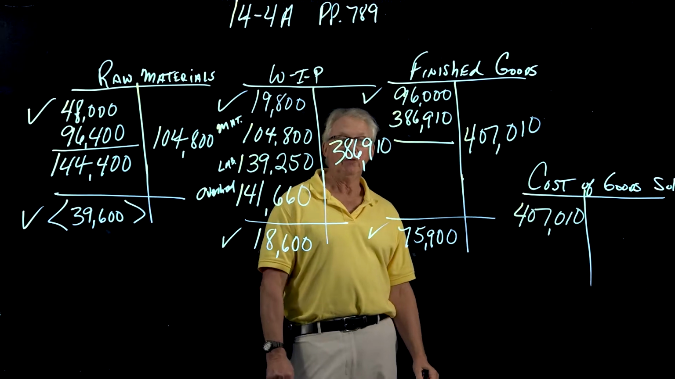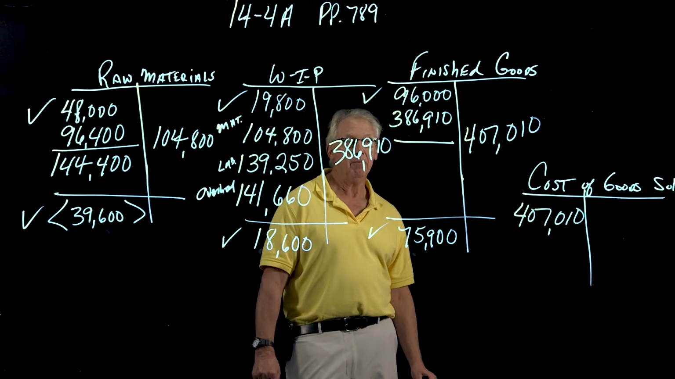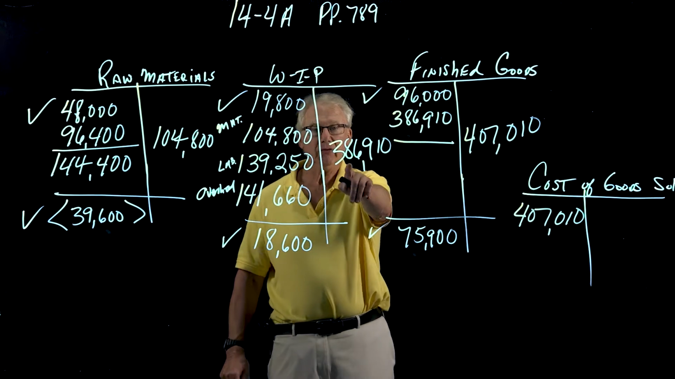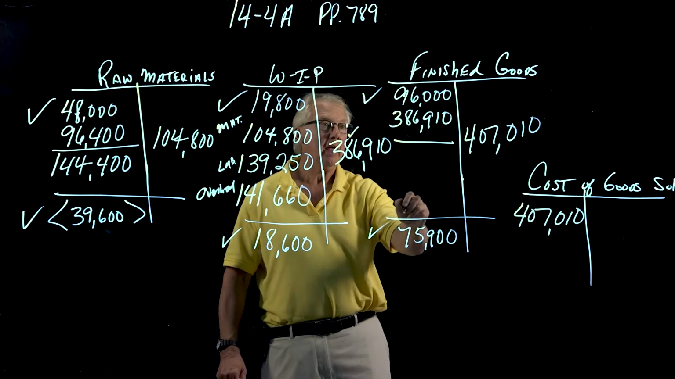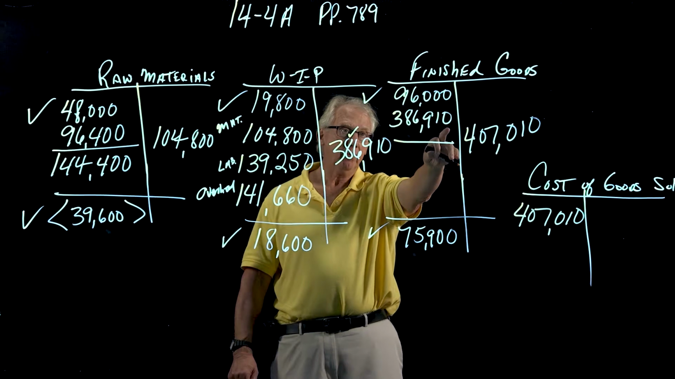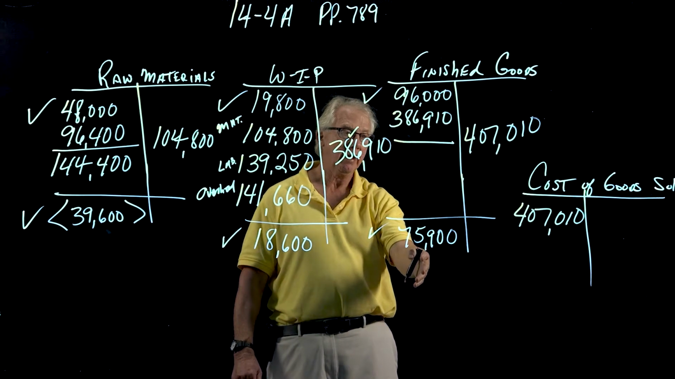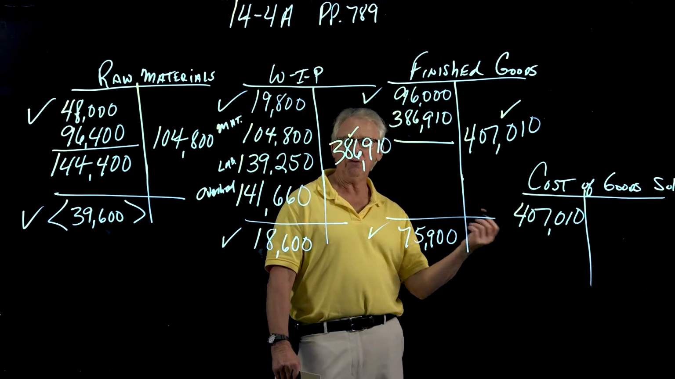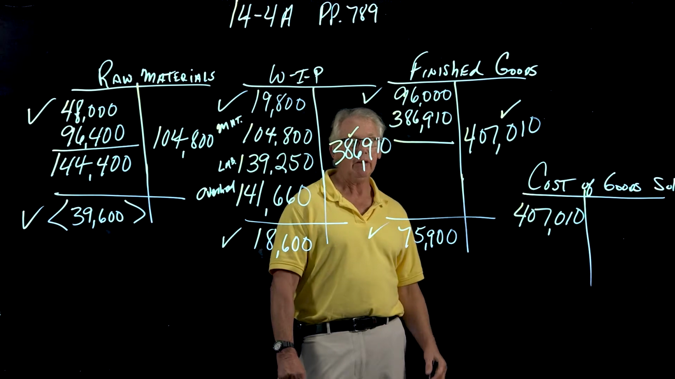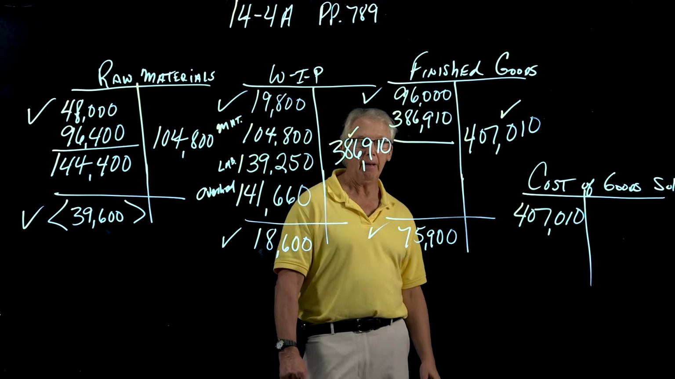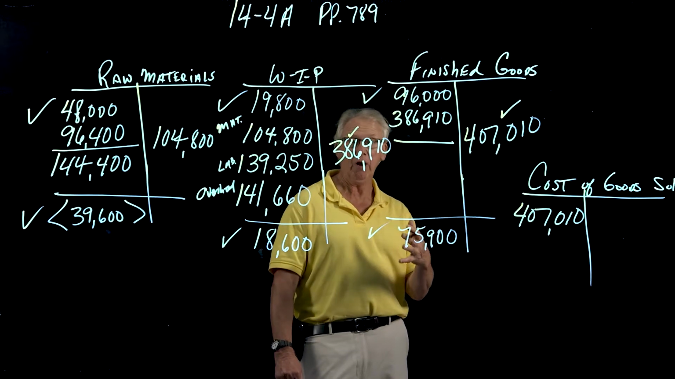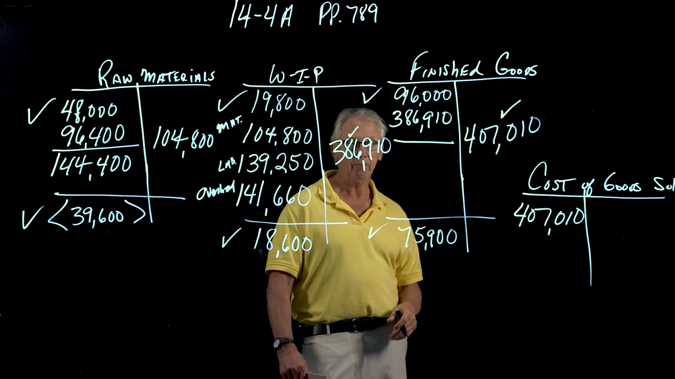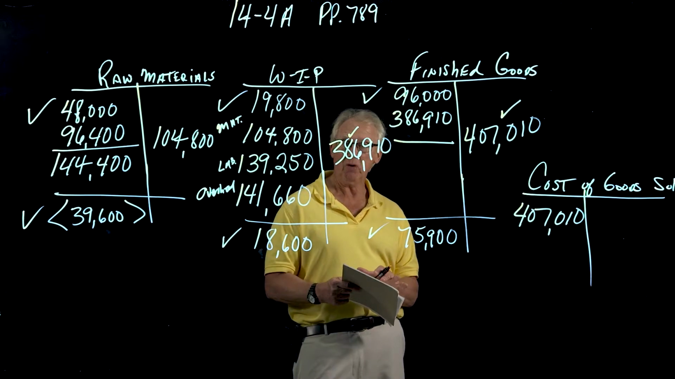Okay? So there you pretty much have it. You figured out your cost of goods manufactured, $386,910, and you transferred that over to finished goods. And from your finished goods account, you were able to figure out your cost of goods sold number. A lot of the problems you're going to see on this first exam are going to be concerned with cost of goods manufactured and cost of goods sold. Now, we're not done yet with this problem.